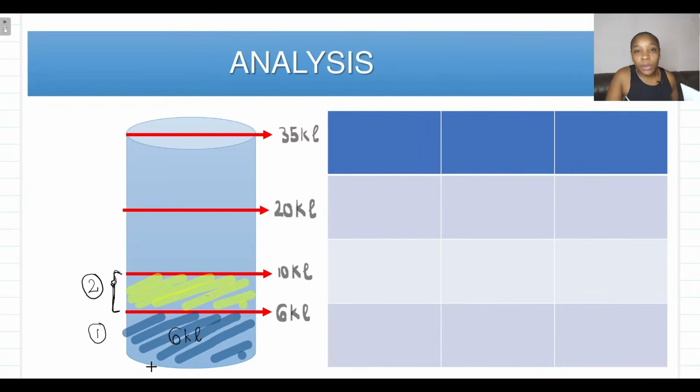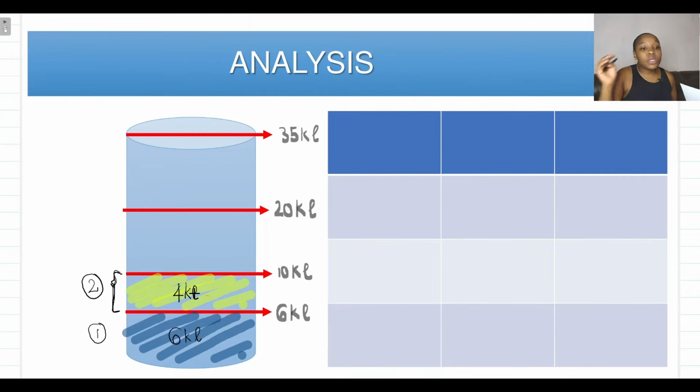No, we wouldn't say we've got 10 kiloliters of water, because we've added to that 6 kiloliters of water, how much? 4 kiloliters of water to get to 10 kiloliters of water. So in our second step, how many kiloliters of water do we have in there? We've got 4 kiloliters of water.